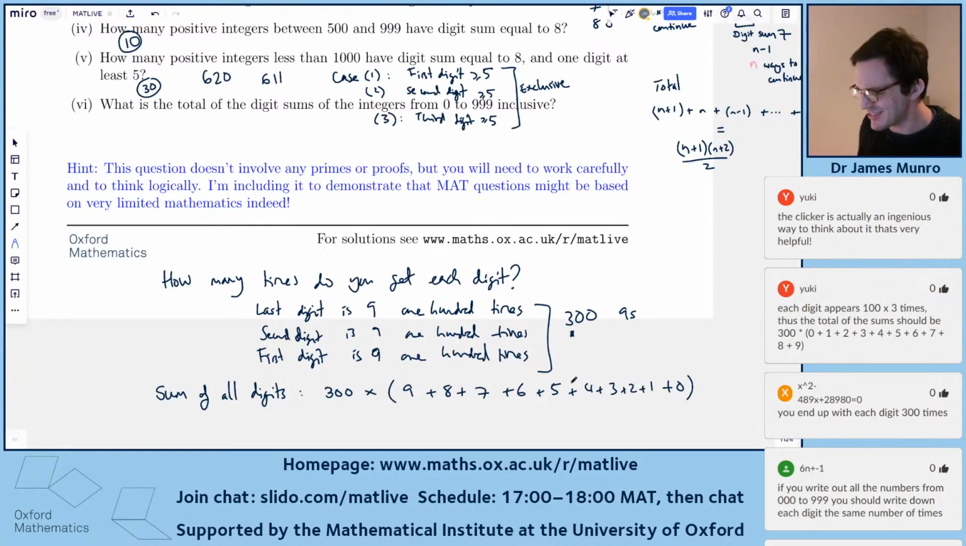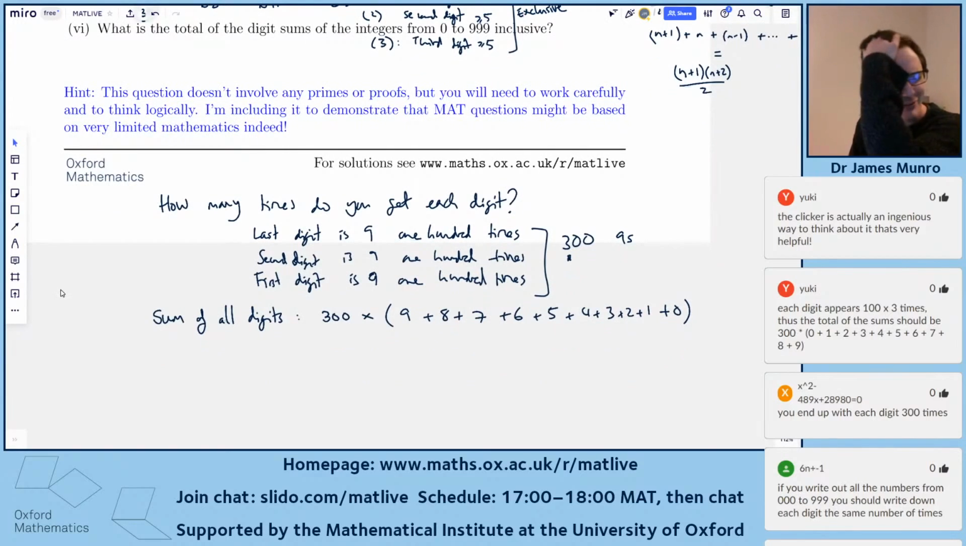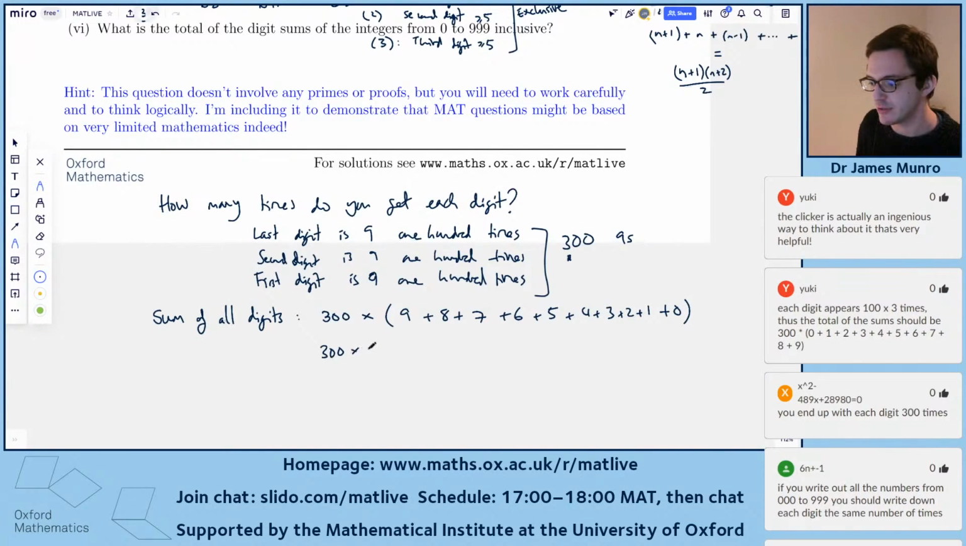So can I do this sum? I think I can do this sum. This is like triangle numbers, right? Do I know enough triangle numbers to just know this? 9 times 10 over 2 is 45. So this is 45 times 300. 45 is half a right angle, so times 3 is 3 right angles, is 135, and write 2 zeros on the end is 13,500, which is quite a lot.